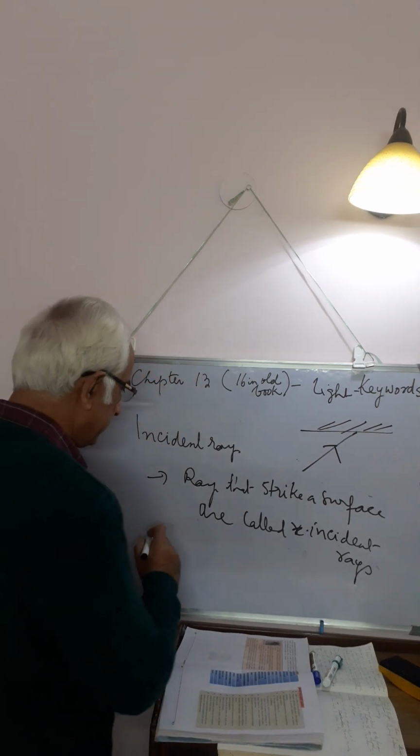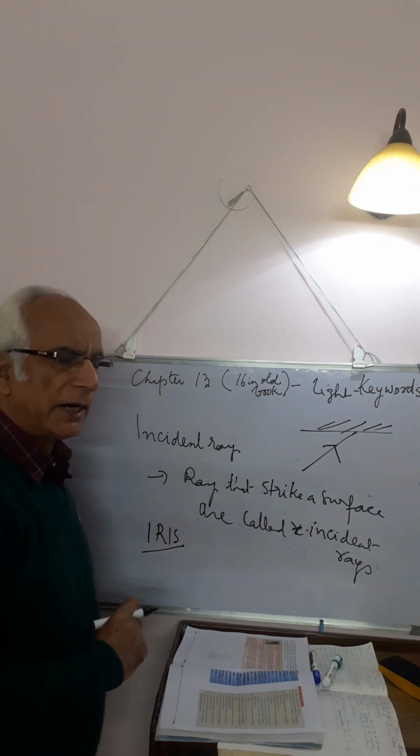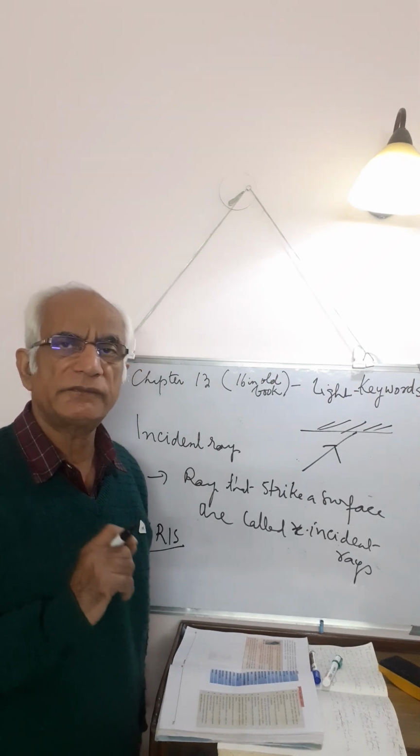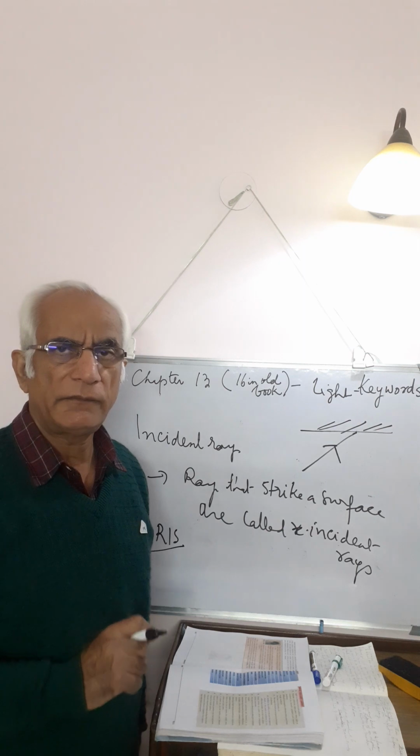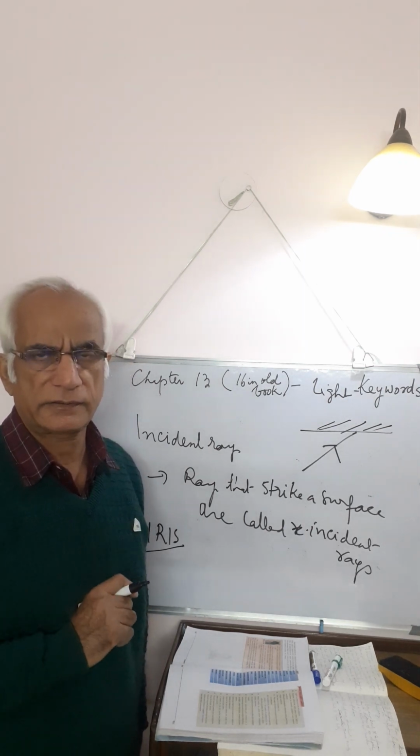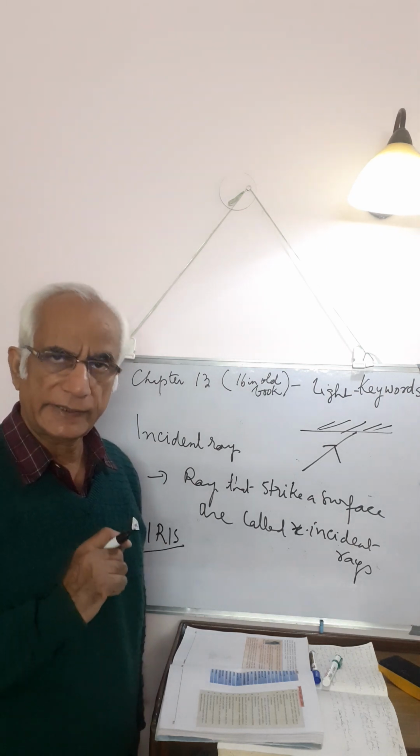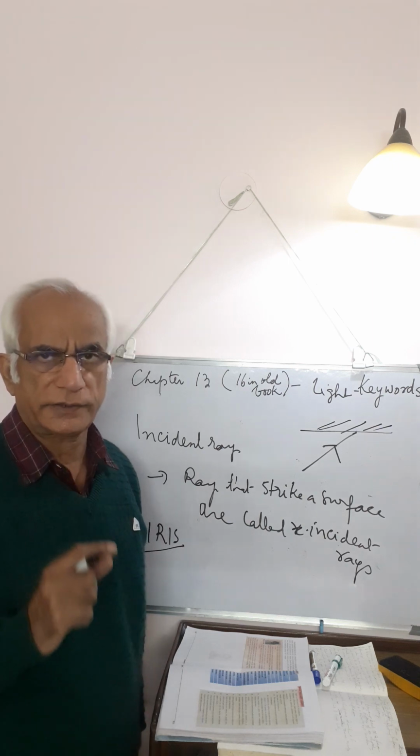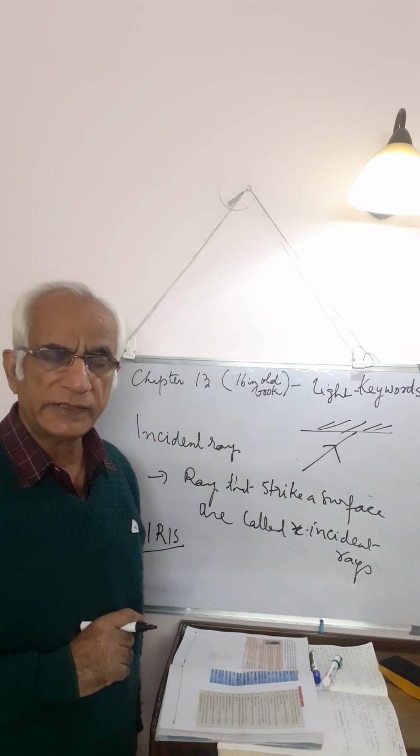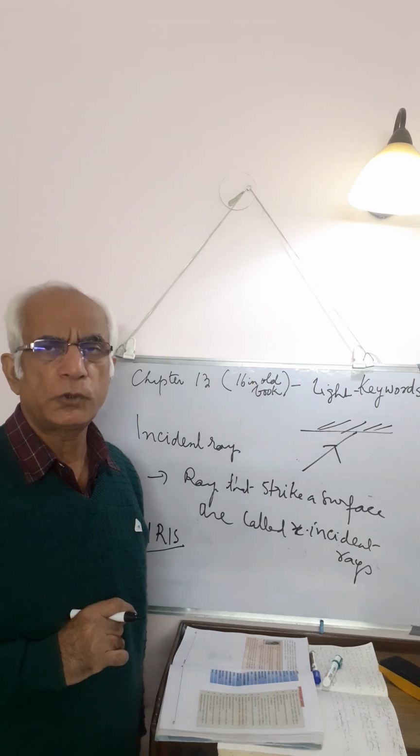Iris. Iris is a part of the eye, and it is the colored part of the eye. Our eyes get color because of the color of the iris. So it is the colored part of the eye. Secondly, it is a muscular structure which is behind the cornea. And what it does? It controls the size of the pupil.